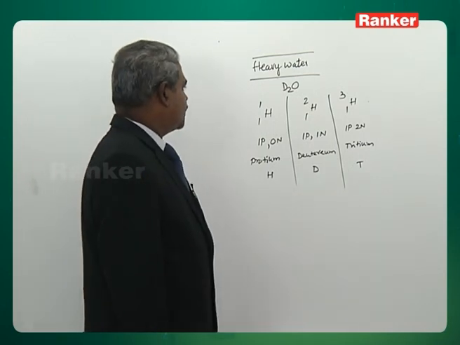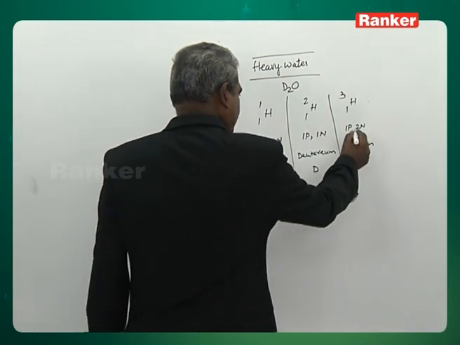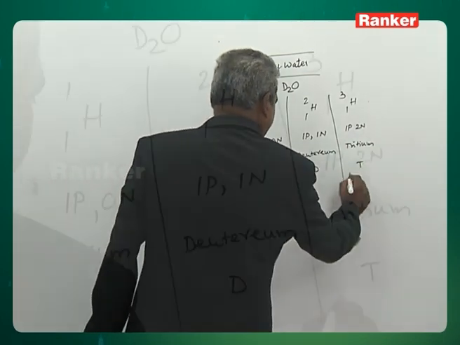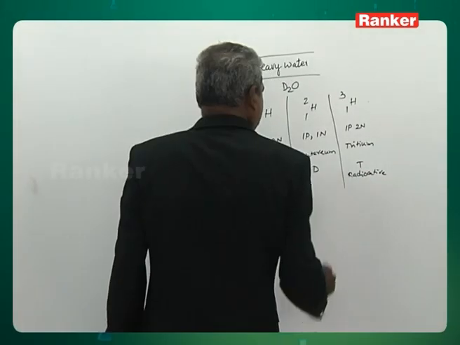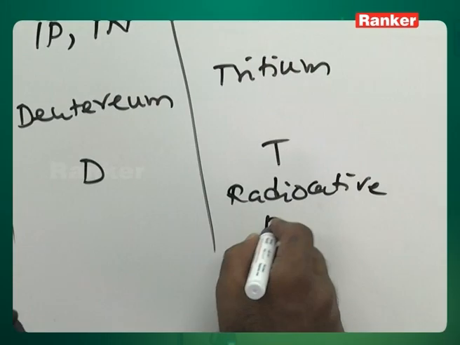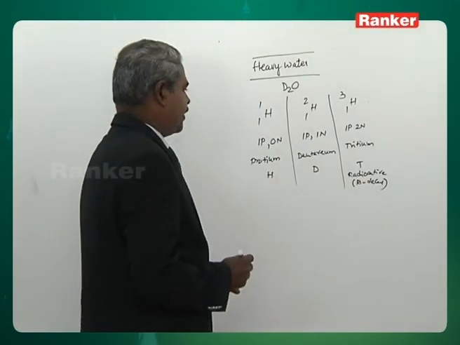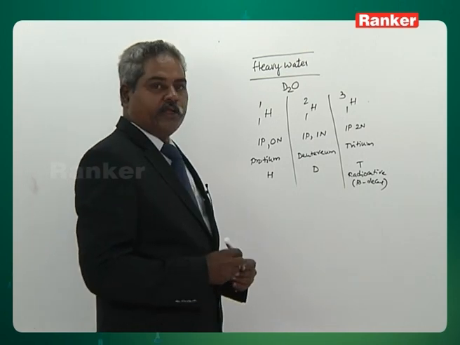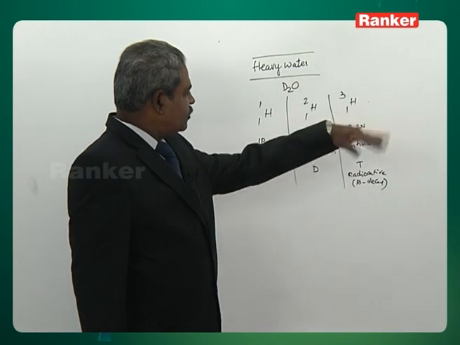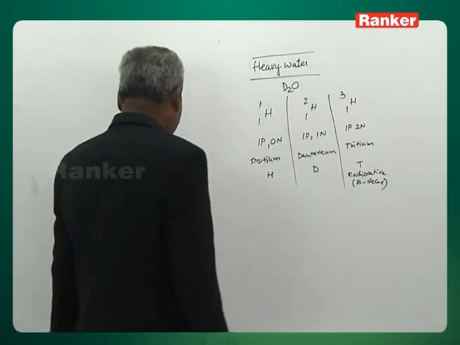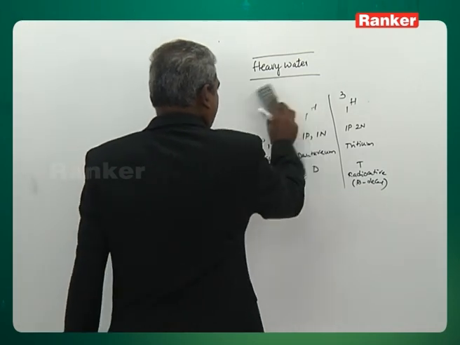So, the water that is made of deuterium and tritium, because it has too many neutrons, it is radioactive. It is radioactive and undergoes beta decay. It decays by emitting beta particles because it has too many neutrons. One of the neutrons is converted to a proton and an electron is sent out, beta minus decay. Now, so heavy water D2O.